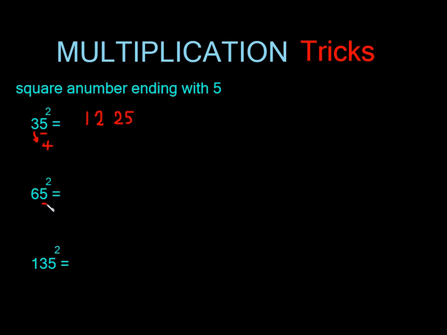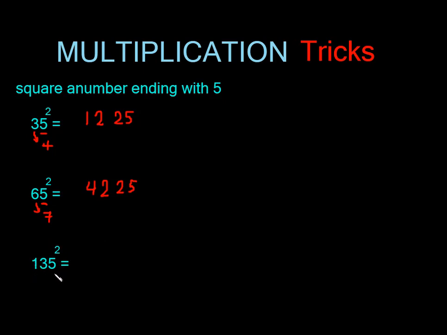Next one, 65 to the power of 2. The first step, 5 times itself, 5 times 5 equals 25, write it here. And then go to number 6 times the number that comes after 6, which is 7. So 6 times 7 equals 42. So the answer is 4225.